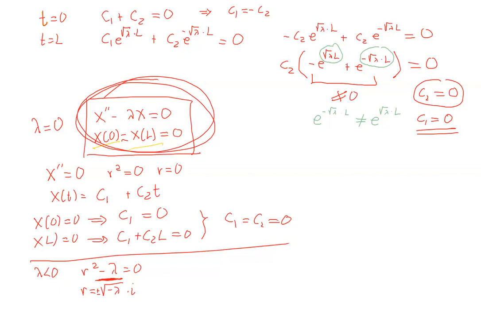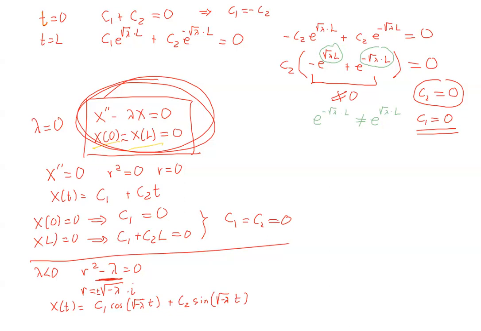So what do you get? You get x of t is equal to c1 times cosine of square root of negative lambda times t plus c2 sine of square root of negative lambda times t. Okay, and again, the question is the same. Can we find c1 and c2 so that this whole thing is different from 0? Please remember that we were not able to do it in the previous two cases. In the previous two cases, we got stuck and we realized that it doesn't work. So this is our last hope.